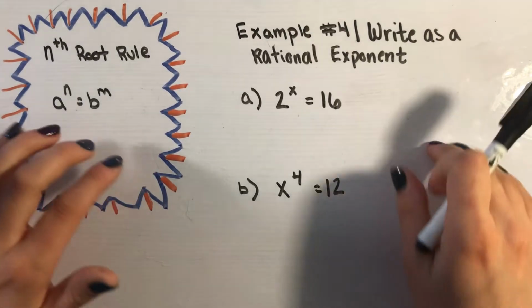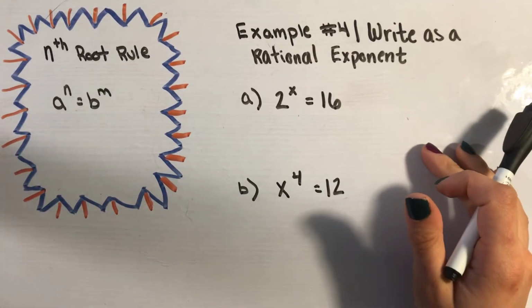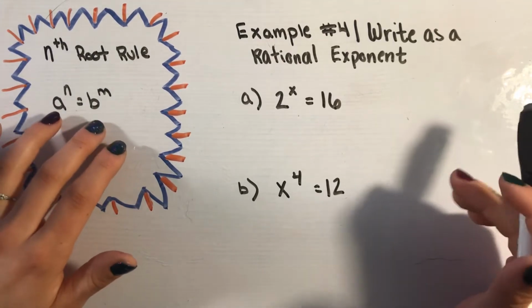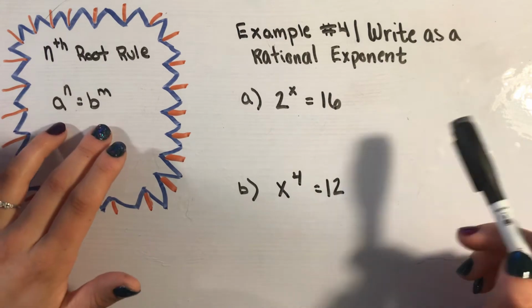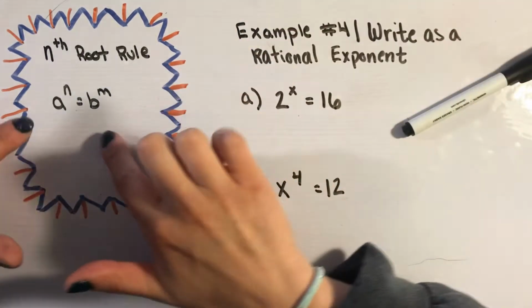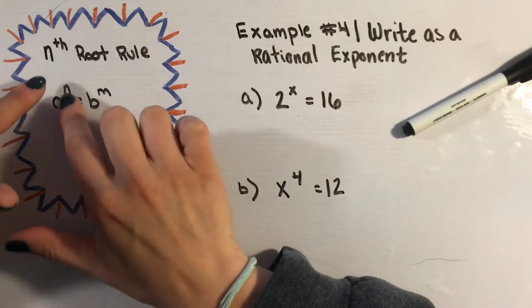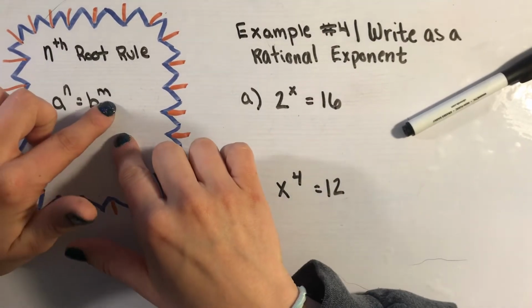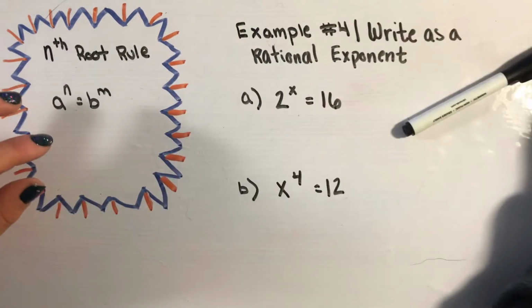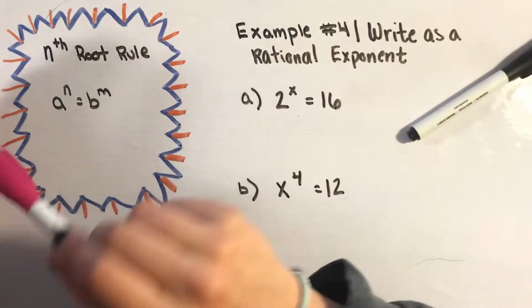Okay, so we're going to learn a new rule about rational exponents. And it's when we have something equaling something. So now we're going to add an equation into all of this. So here's our rule. When we have a to the n equaling b to the m, so those are just numbers or variables, we can rewrite it from left to right.